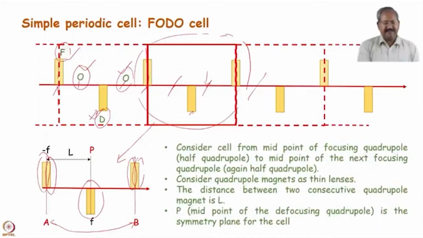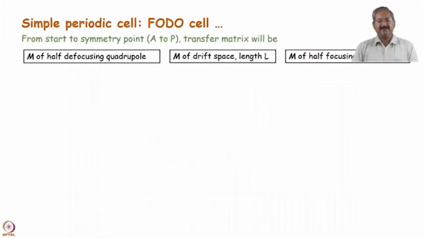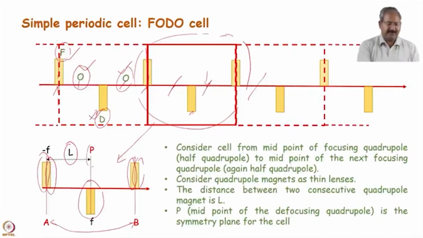So now designate this drift space by L. This is the length of the drift space. Consider these quadrupole magnets as thin lenses. Means we are ignoring the length of these quadrupoles and taking them as point focusing lenses. So from start to symmetry point, I am talking about this point, symmetry point. You can see that this is the symmetry point. Means here you have focusing quadrupole, length and defocusing. Then you put a mirror at this location P, you will get the complete optics. So P is the symmetry point.